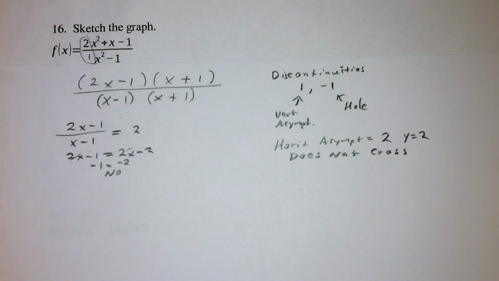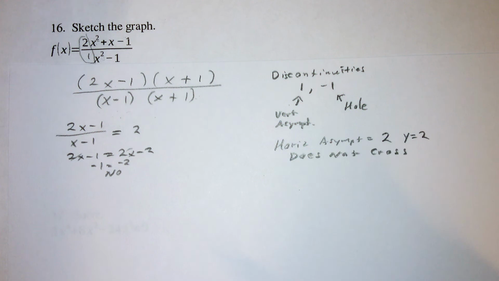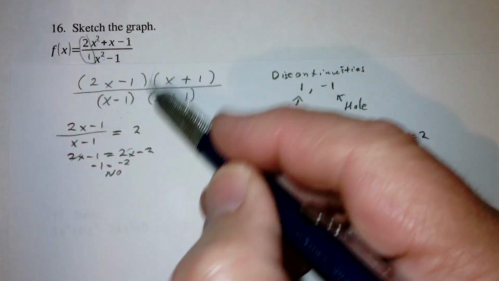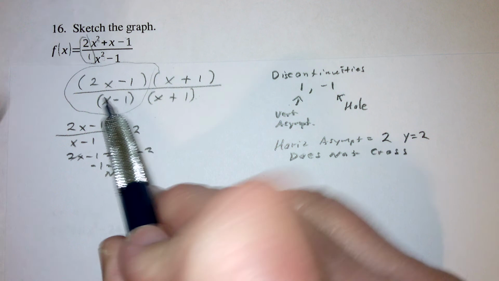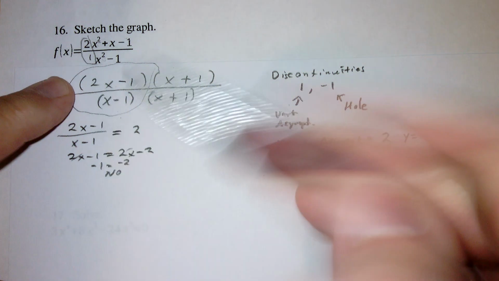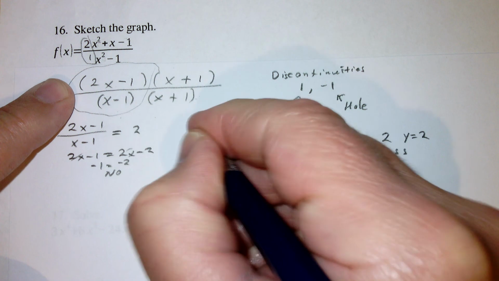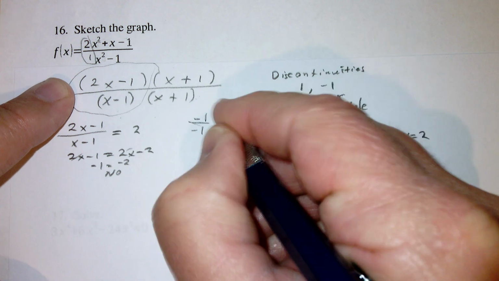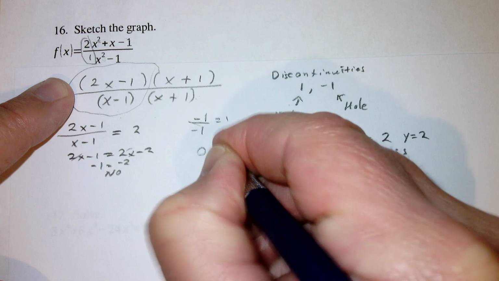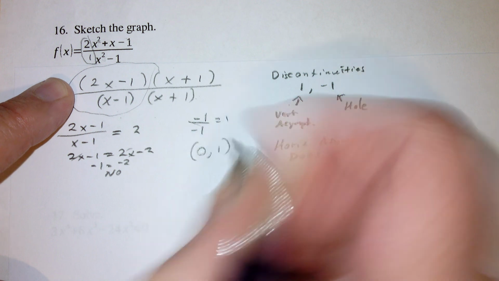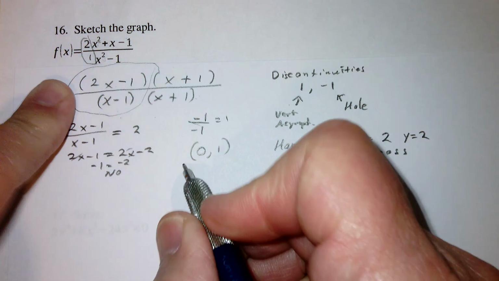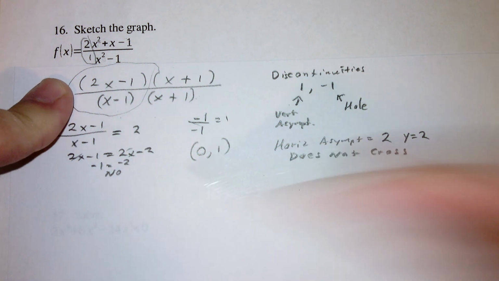Y-intercept. To find the y-intercept, we just put a 0 in for everything. And really, we can even ignore these again and just put a 0 in here. So 2 times 0 is 0, 0 minus 1 is minus 1. 0 minus 1 is minus 1. And that is equal to 1, so it's 0, 1. That is our y-intercept.